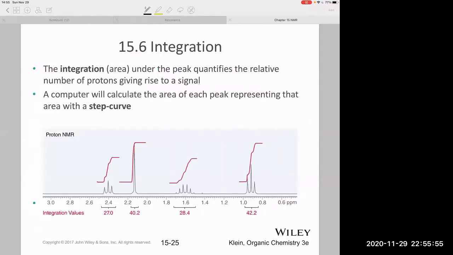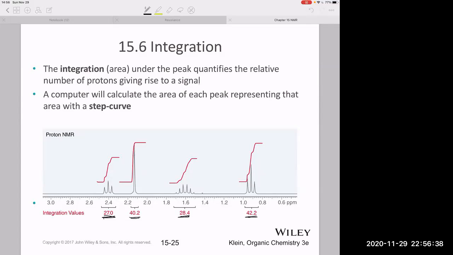Okay, so for the integration for these, there are a few Wiley Plus problems that I want to make sure everybody knows how to do. When you run the instrument, what it actually does is it identifies, in this case, 1, 2, 3, 4 groups of chemically distinct hydrogens. Then it takes this one right here and it integrates all of them and adds that together and assigns it some number that's relatively arbitrary at first, and it does that for each set of peaks.